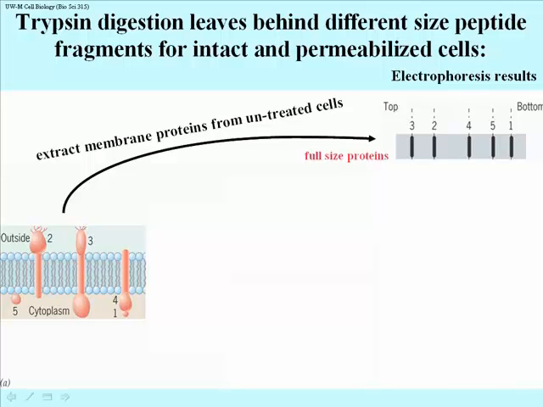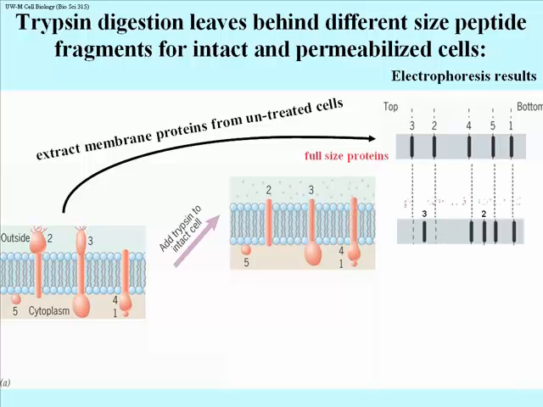The smallest protein is number 1 in terms of the picture, and so we would expect it to move fastest, or towards the bottom of the gel, ahead of all other proteins. It looks like protein 3 is the largest one, so it should be the slowest moving protein in the gel, and so that's what the cartoon says. So these are representative of the full size of the proteins you see here. Now let's treat this same cell with trypsin. So we'll add trypsin to intact cells, and then we'll extract the membrane protein.